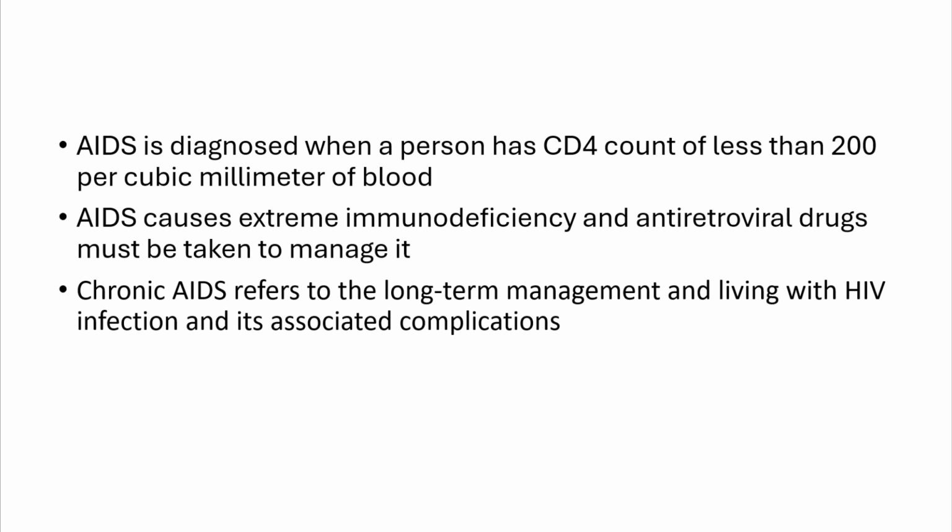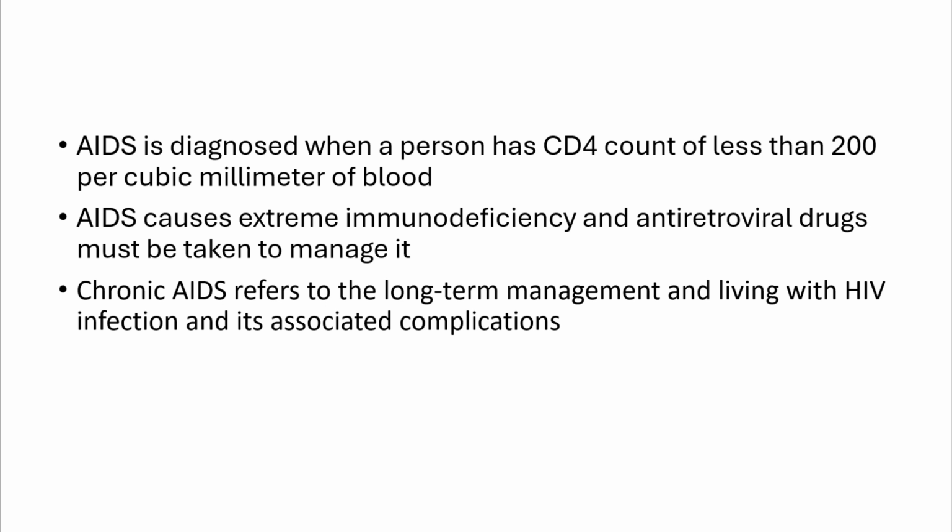So that's when you have less than 200 helper T cells per cubic millimeter of blood. At that point, the HIV has spread quite far. AIDS causes extreme immunodeficiency, so it means that you become weak. Anything can kill you, any little disease, flu, anything. And antiretroviral drugs must be taken to manage it.